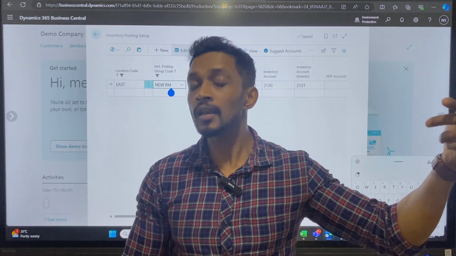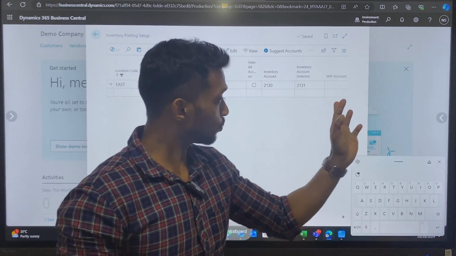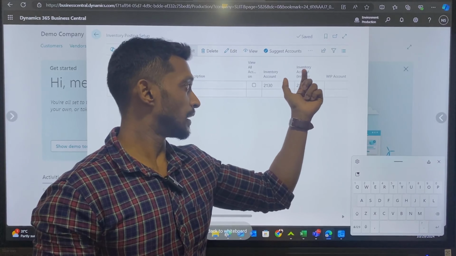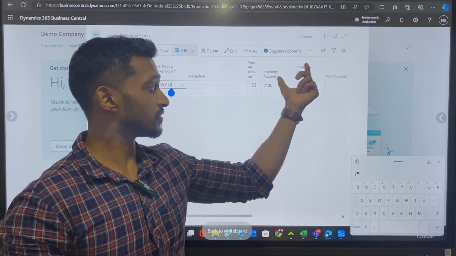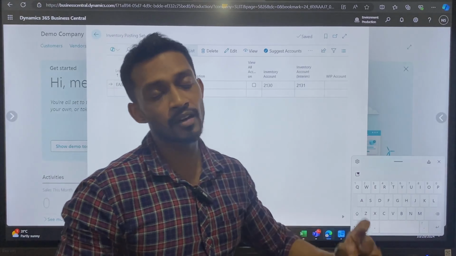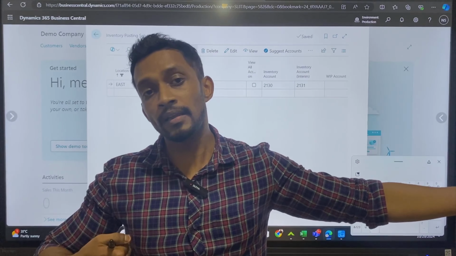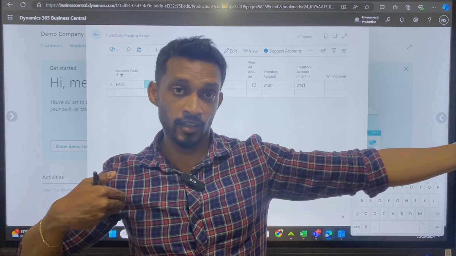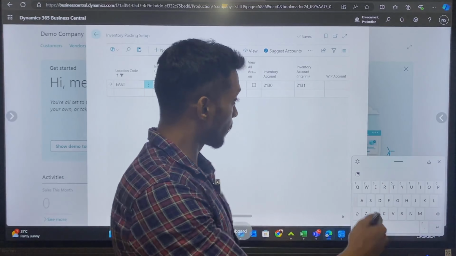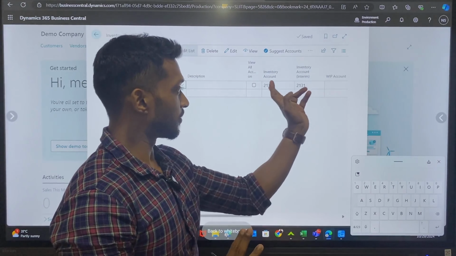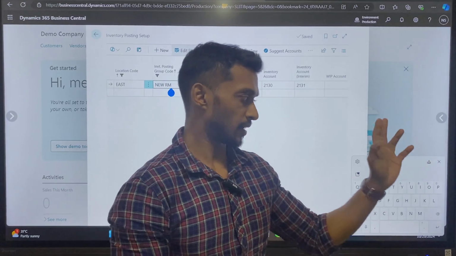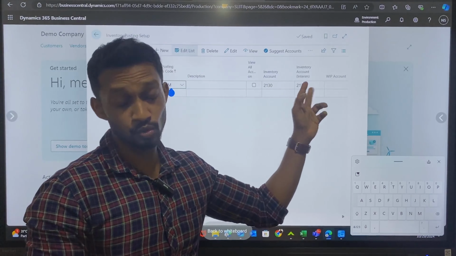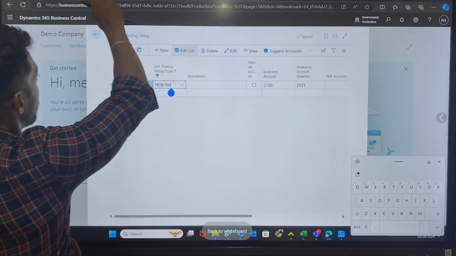But when it comes to real implementation, normally we use the same account for both. The reason is it's easy to understand, and if we maintain a separate GL account for the interim account, there will be a huge raw material account, which means under current assets you will have a lot of inventory accounts. In order to reduce that burden, we use the same account for inventory as well as inventory interim. But for understanding purposes, here I have set up two accounts. Let's go to the double entry now.